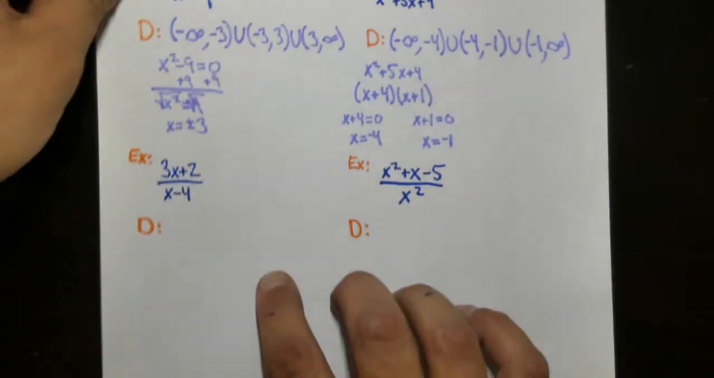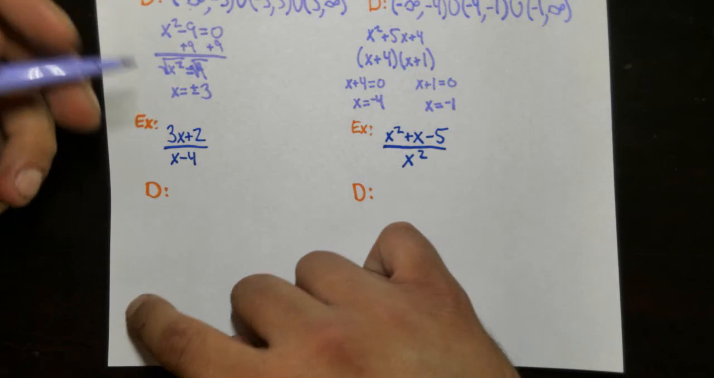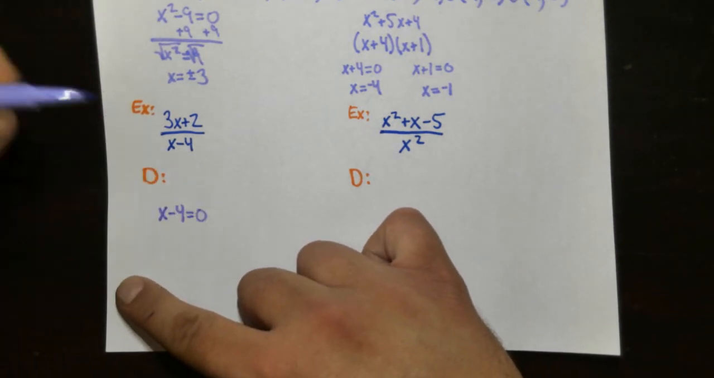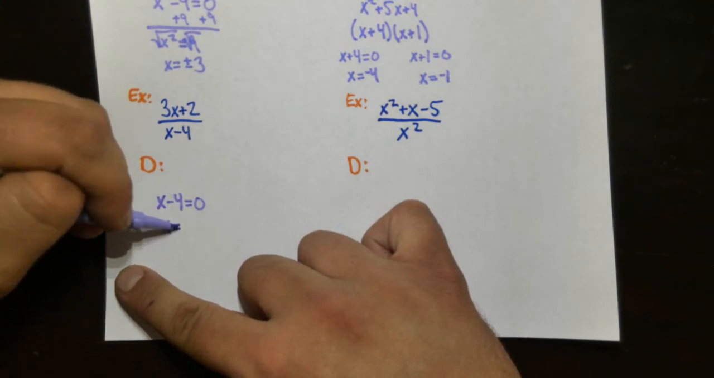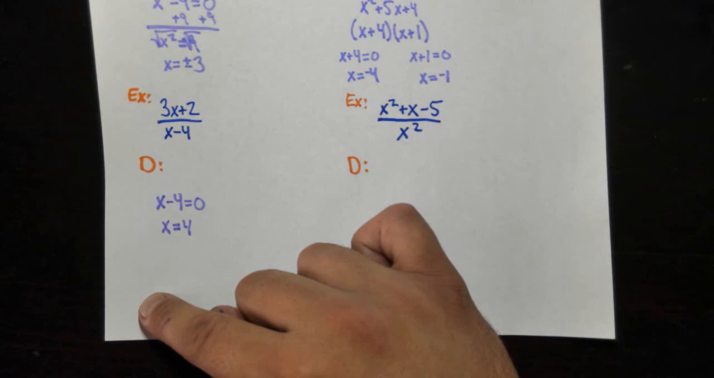Let's take a look at this one. So here we're going to set our denominator equal to 0 and solve for x. We don't need to factor in this case. X minus 4 equals 0. Do the math, and we get x equals positive 4. So this only has one vertical asymptote.